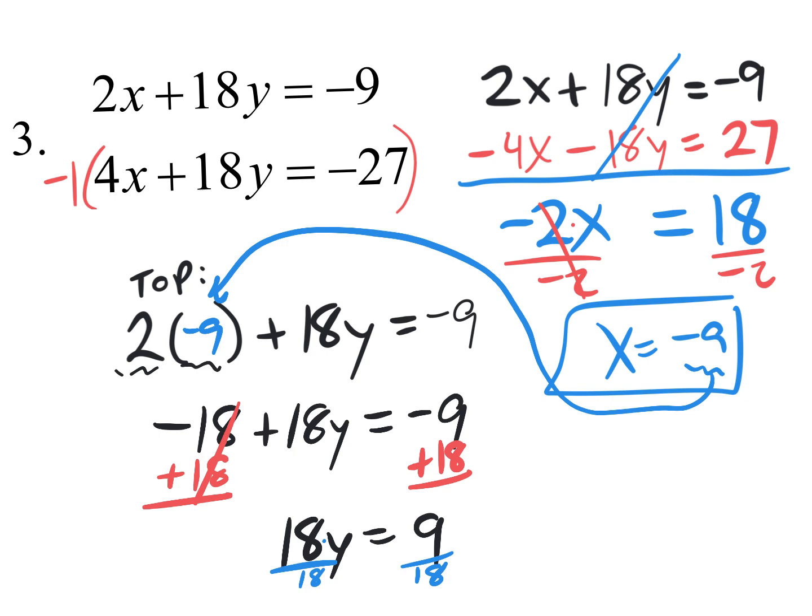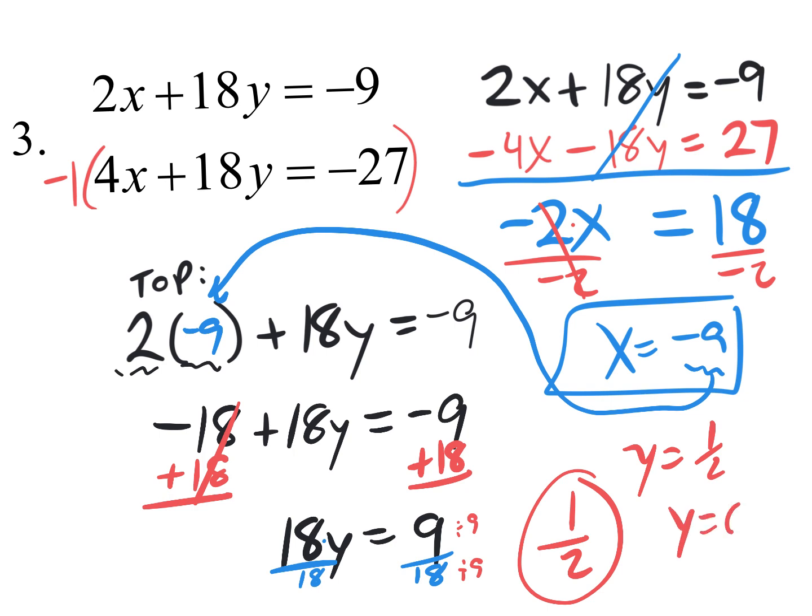Wait, why am I dividing by 3? I should just divide by 9, right? 9 over 18, reduce both by 9, and you'll get 1 over 2, 1/2. 9/18 reduces down to 1/2. So this is your y answer. So y equals 1/2, or you could say y equals 0.5, whatever you like.